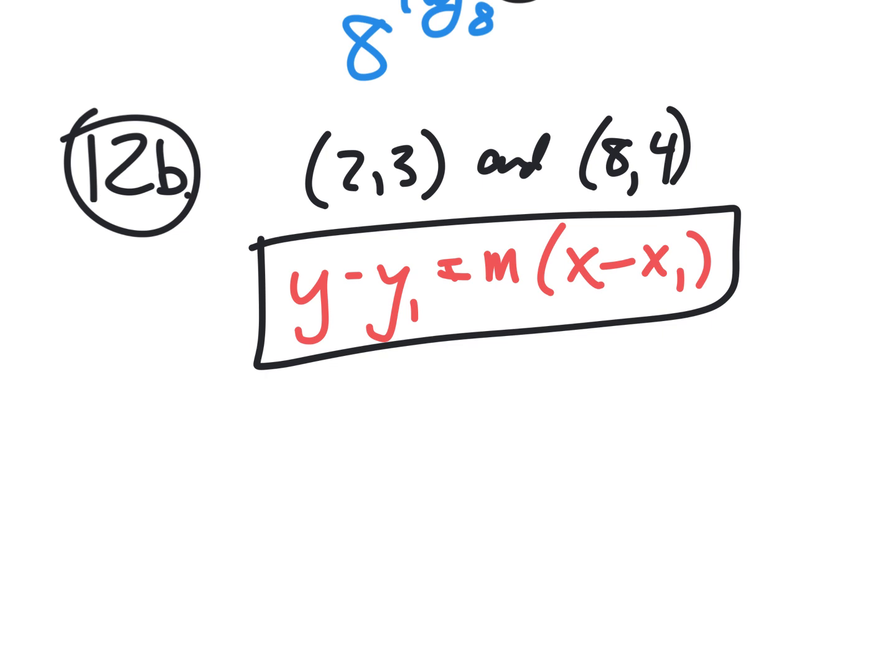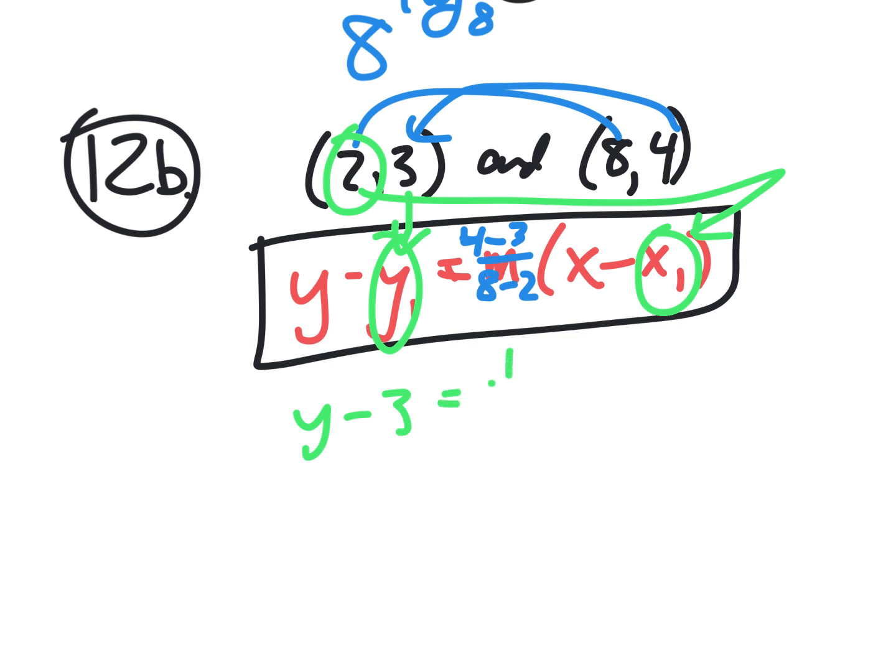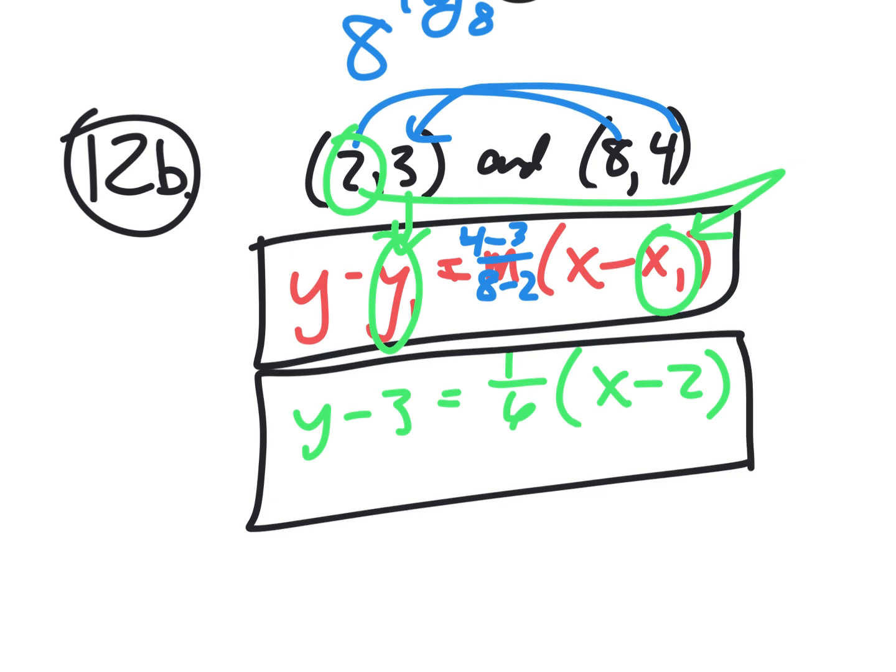And a reminder, you'd go 4 minus the 3 over the 8 minus the 2. And then in your x and your y spot, here and here, I'm going to put in x could be this, and this is the y. It goes right there. So y minus 3 equals 4 minus 3 is 1 over 8 minus 2 is 6. X minus, and the x of that was 2. And there, that's totally fine to leave it this way. I think some people don't feel like they're done until they solve for y, but it doesn't say you have to solve for y.